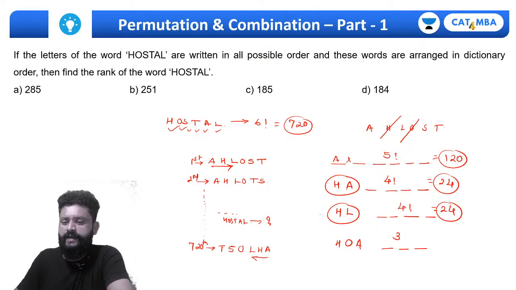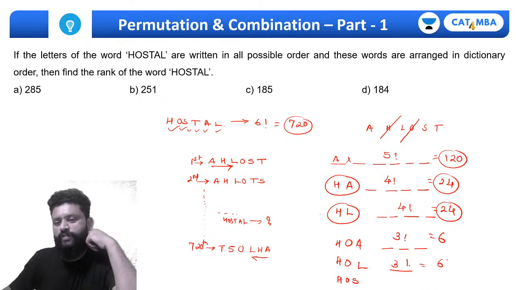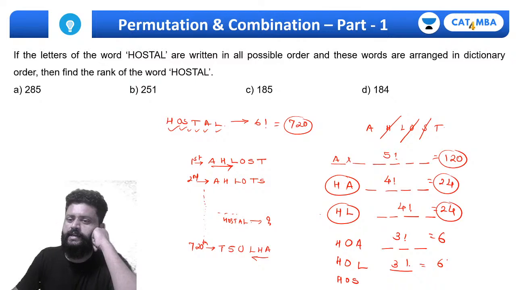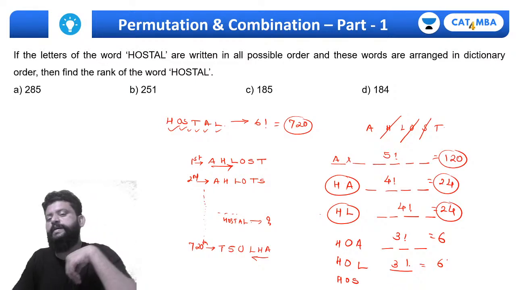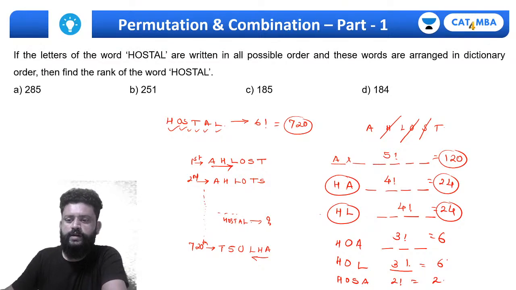How many will we get? 3 factorial, which is 6. Then I'll be getting the words which will start with HOL, and I'll be getting 3 factorial words again, that is 6. Then I'll be getting the words which will start with HOS, and once we got S, we want T, but the first word will be HOSA, then we'll get HOSL. So with HOSA, how many will we get? 2 factorial, that is 2 words.